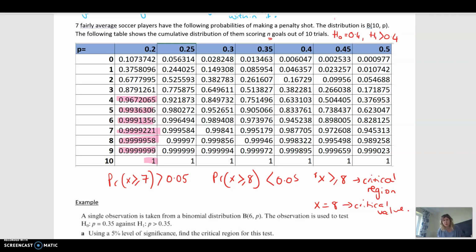Okay, so to reject the null hypothesis, any value that's 4 or greater will allow us to reject that. And x equals 4 is your critical value, because that's the first one in that region. Okay, so hopefully that makes sense.